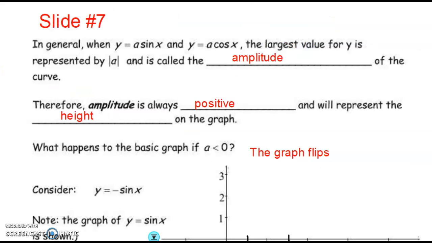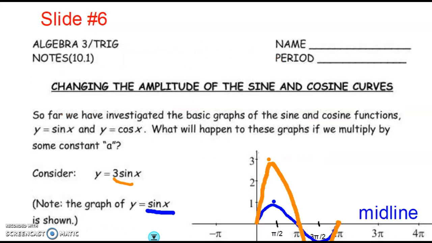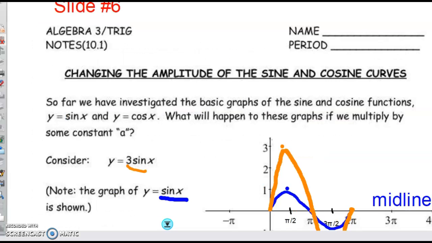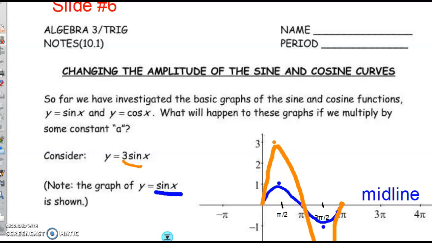We're on slide number 7 now. And that A in front is called the amplitude. Amplitude is always positive and will represent the height of the graph. So let me go back and show you the amplitude. I will do it in green.